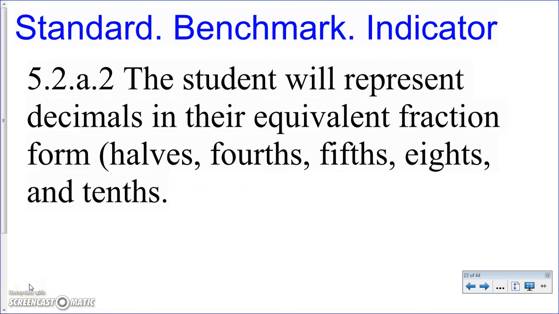Today we will be learning how to convert fractions to decimals and decimals to fractions. Please copy down the standard benchmark indicator at the top of a clean page in your math notebook. The student will represent decimals in their equivalent fraction form in halves, fourths, fifths, eighths, and tenths.